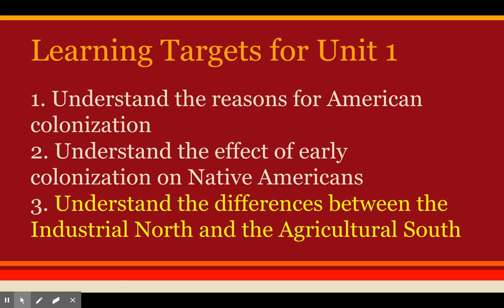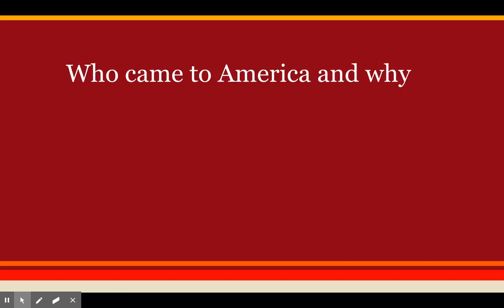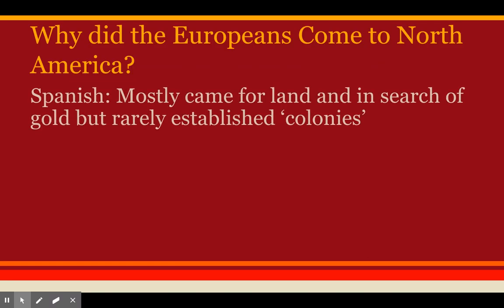But before we get started talking about the agricultural South, I'd like for you to see the big picture. Who came to America and why? And I want you to see it as a horse race. For some, it's going to be like a sprint, and for some, it's going to be like a marathon. For the Spanish, it's going to be like a sprint. They're going to come and look for land. They're going to come in search of gold, but they rarely establish colonies as we know them.